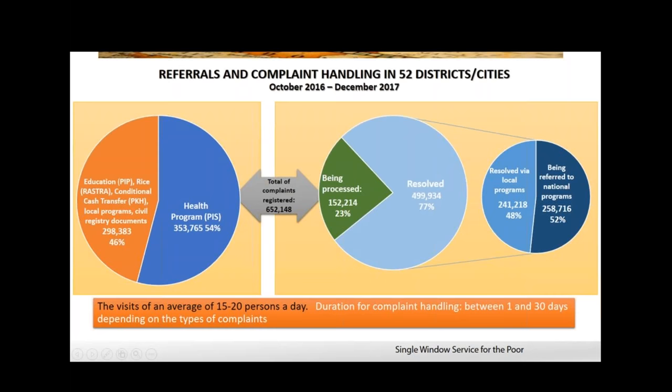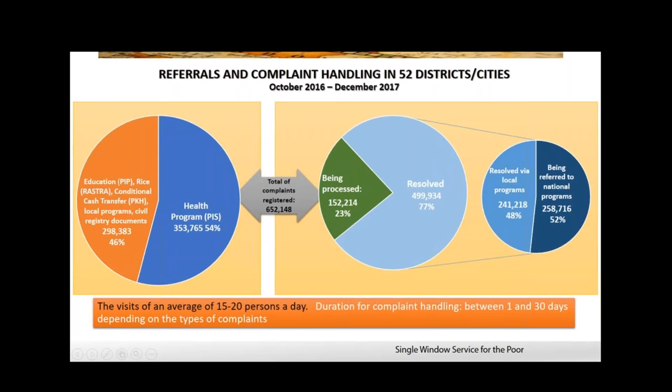legal identity documents. And interestingly, more than 70% of these complaints already resolved. More than 70%, only 20% is basically being processed. And of the total resolved complaints, about 48%, almost 50%, resolved via local programs.